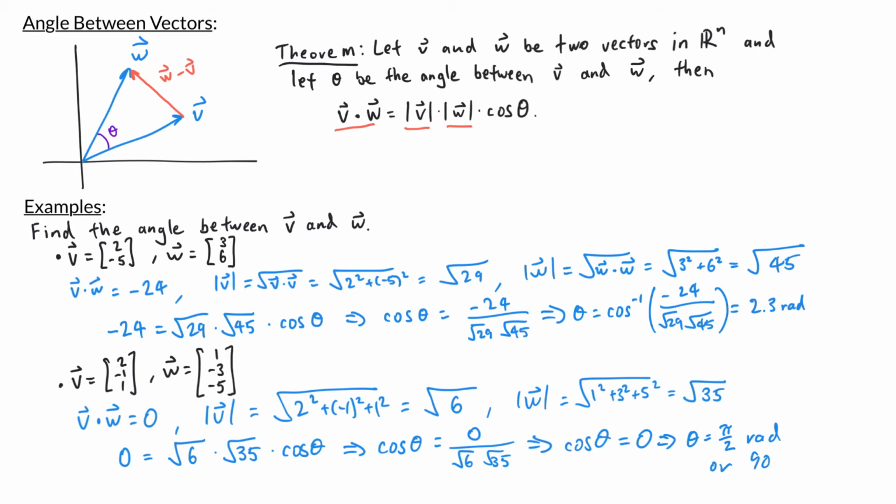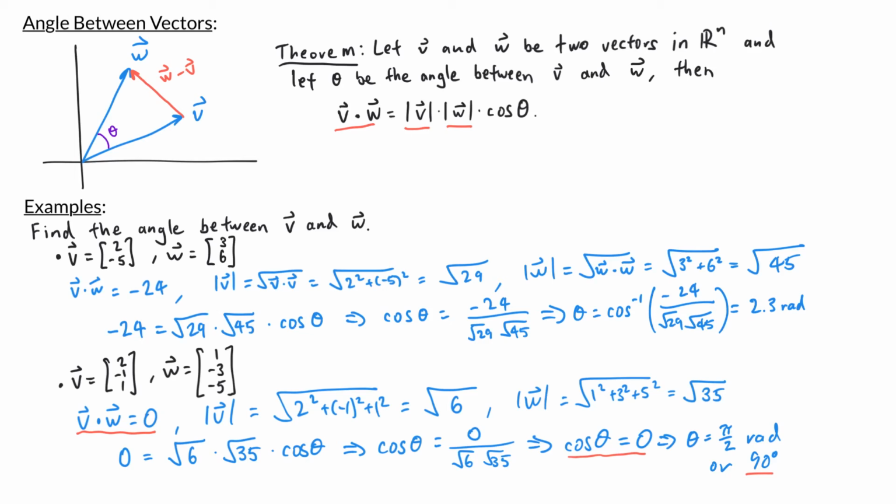or 90 degrees. So we see here in this example that v and w are perpendicular because the angle between them is 90 degrees. Now this happened because cosine of theta is equal to 0. And we got this equation because v dot w is equal to 0.